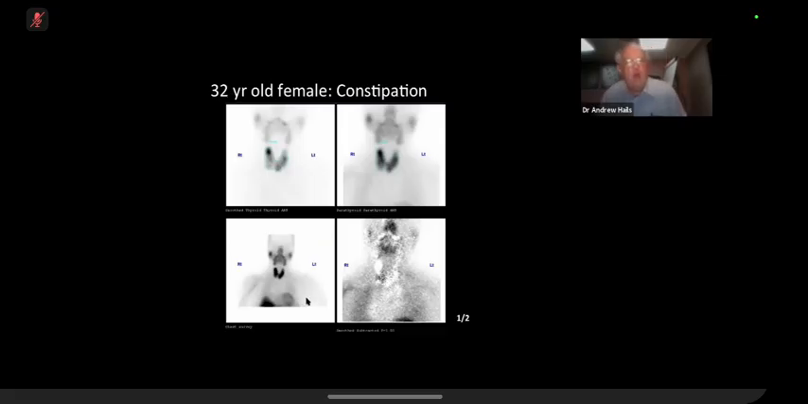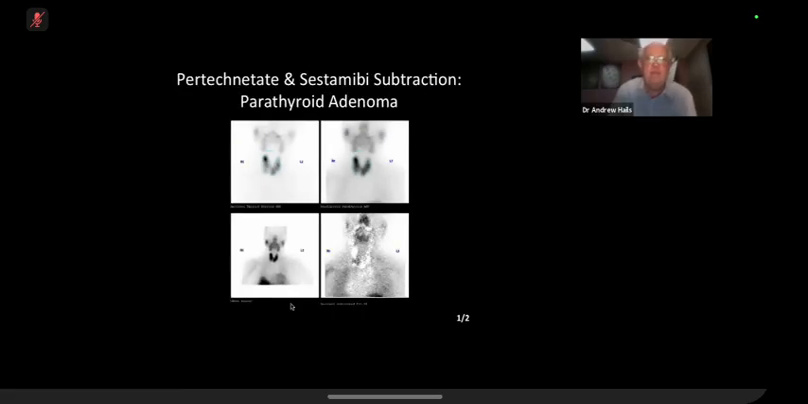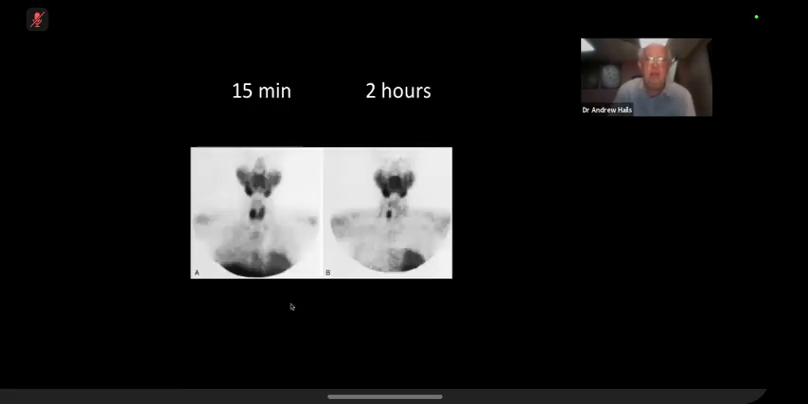And you also do a wider sort of chest image in a SESTAMIBI scan, just because occasionally you can have an ectopic parathyroid adenoma. And just to point out, SESTAMIBI, as you probably know, is also used for cardiac nuclear medicine. It's taken up by the heart. That's a subtraction scan.